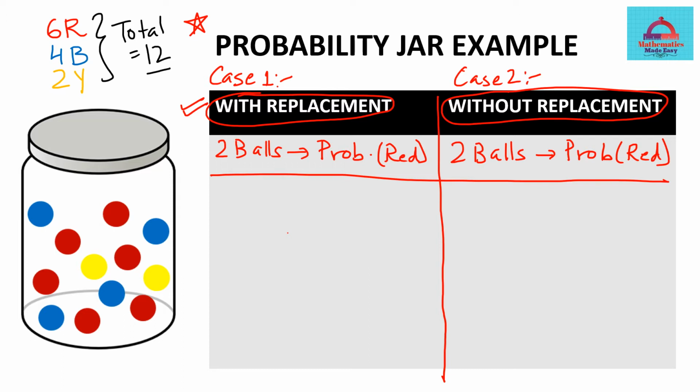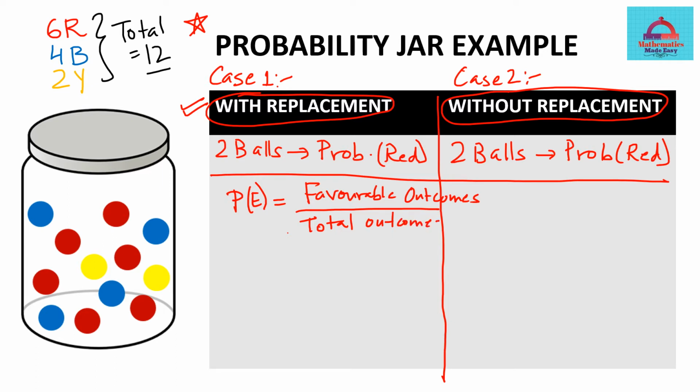Now, I hope you all can recall that the probability of any event E, and we are talking here about the theoretical probability, because we are looking into this jar and we have to use the formula for probability when we are solving the question. So the probability of an event is given by the favorable outcomes to that event, divided by the total number of outcomes. This is the formula that we'll be using for both the cases.